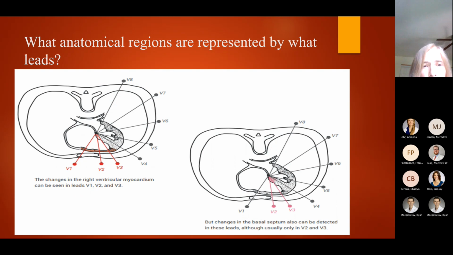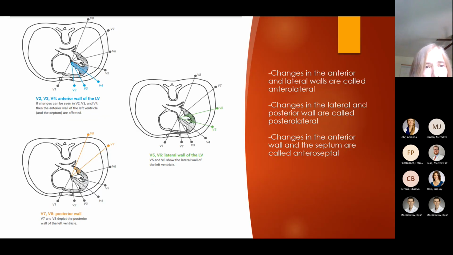So this is a closer look at the horizontal presentation. V1, V2 are looking at the right ventricle, V3 as well. Then V2, V3 look at your septum here. V2, V3, V4 are looking at your anterior wall. V5, V6 look at the lateral wall. I'll show you later how to do V7, V8, but they look at the posterior wall.